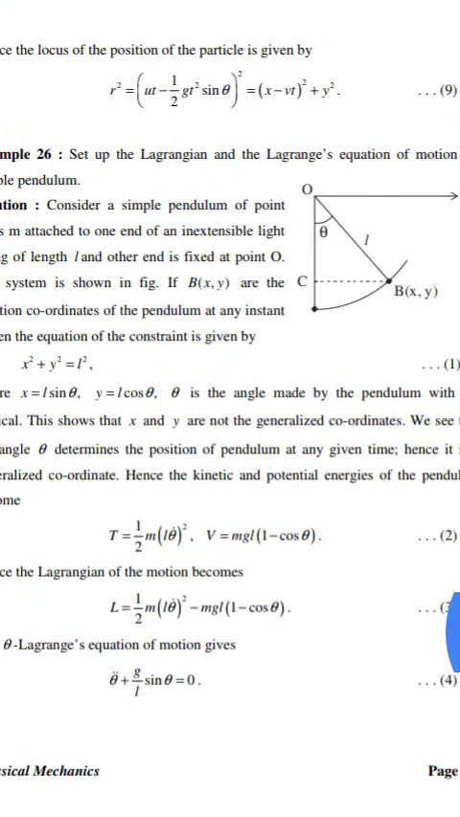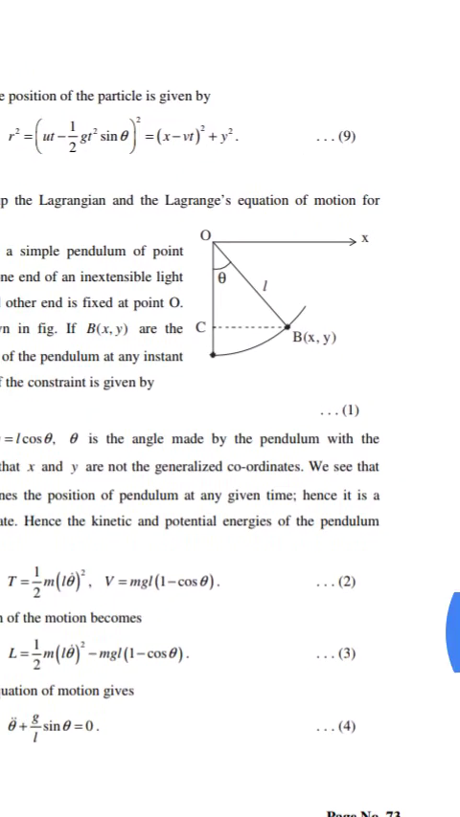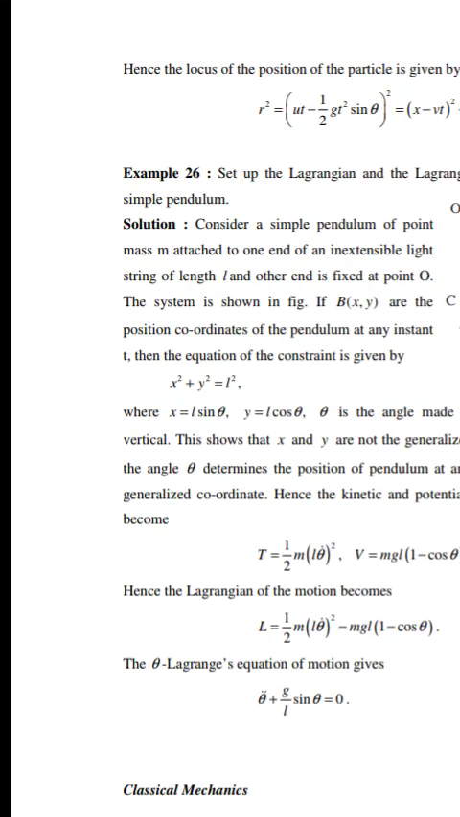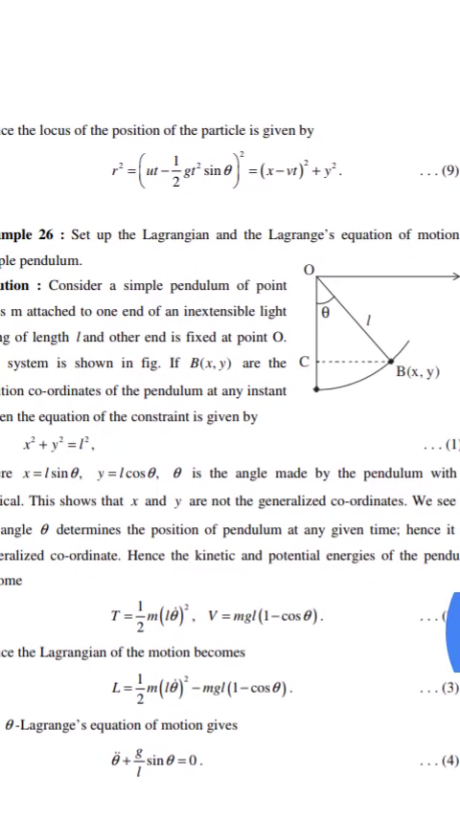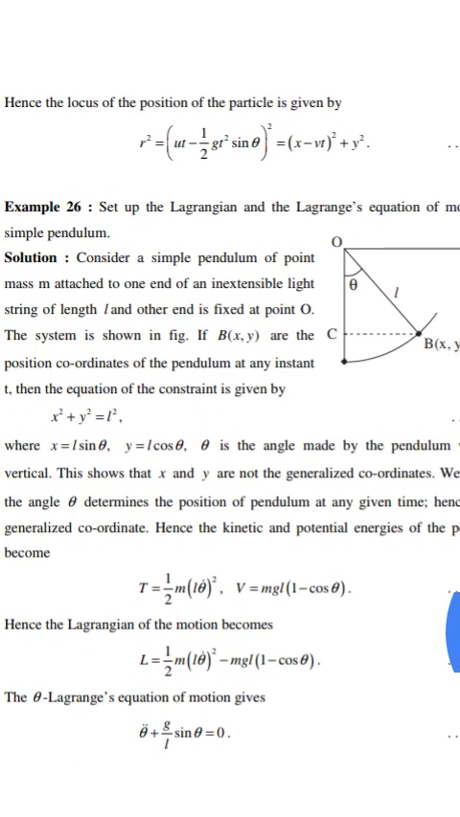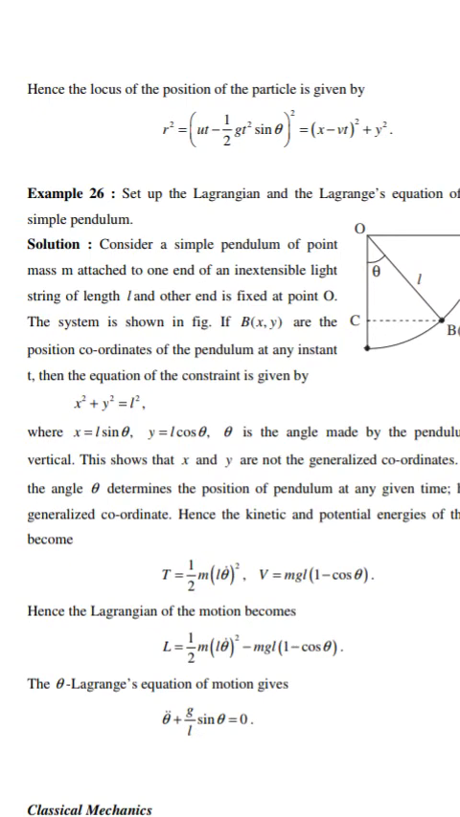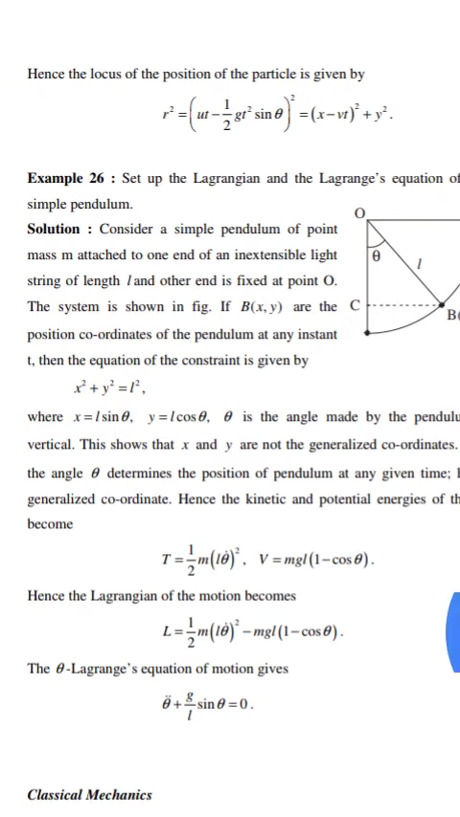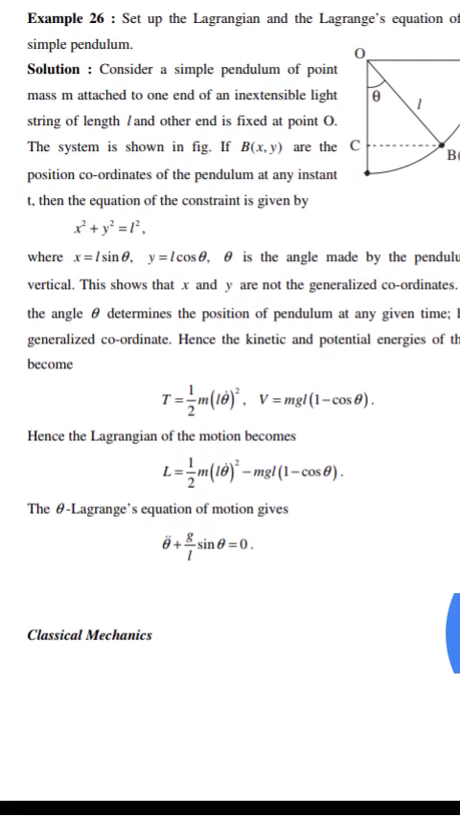Set up the Lagrangian and Lagrange's equation of motion for a simple pendulum. Consider a simple pendulum. One end is fixed and the other end is fastened. Suppose that the length of the string is L and the other end is B with position coordinates x, y of the pendulum at an instant t. Then the equation of constraint is given by x square plus y square is equal to L square, by Pythagoras theorem.